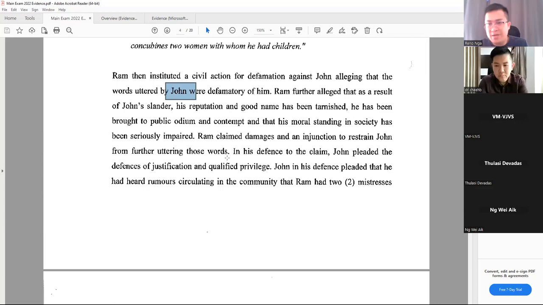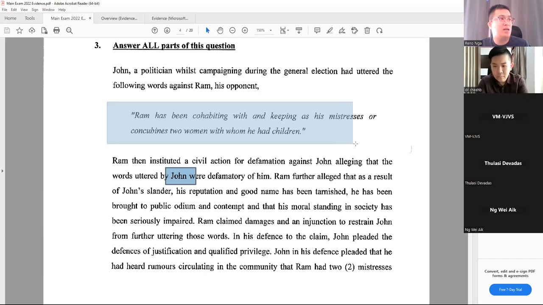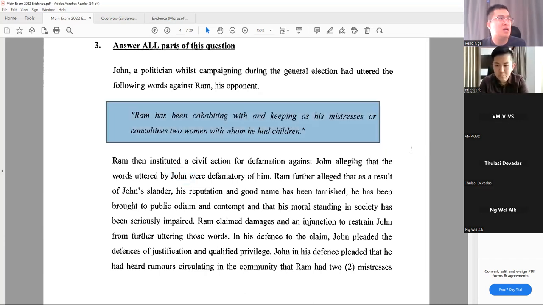So Ram, as a plaintiff, section 101: generally the plaintiff or the prosecution has the burden to prove their case. If any student wants to show the examiner they know a lot of things, you can write 102 as well. So 101 and 102 say the plaintiff has the burden to prove. To prove what? On the facts, it is defamation. So what is the requirement for defamation? Number one, there is a defamatory statement. What is the defamatory statement? This one: Ram has been cohabiting with and keeping his mistress, two women with whom he had children. So this is number one, the defamatory statement.